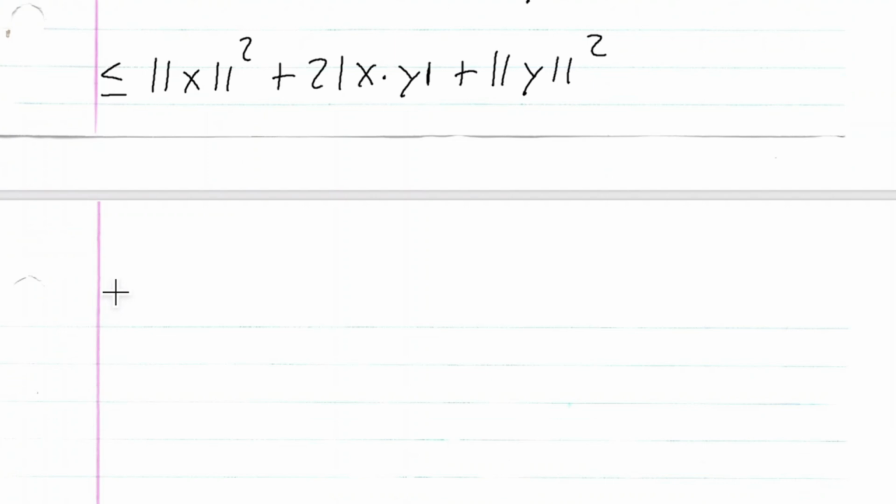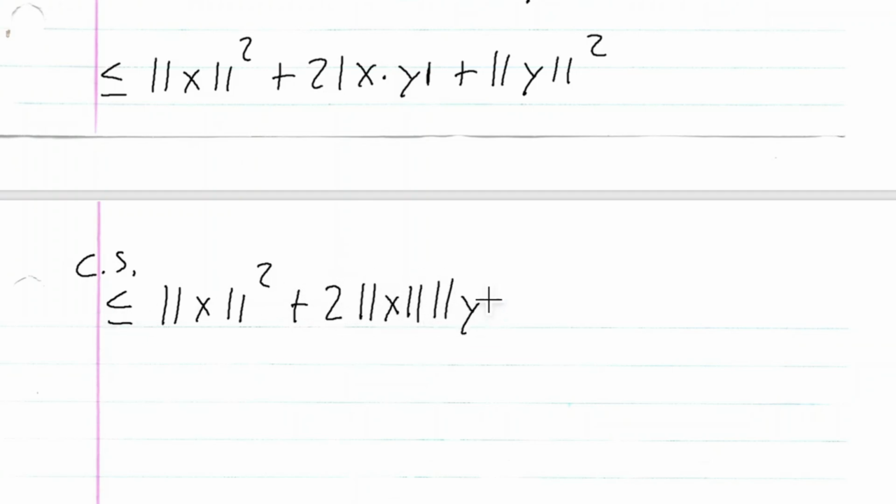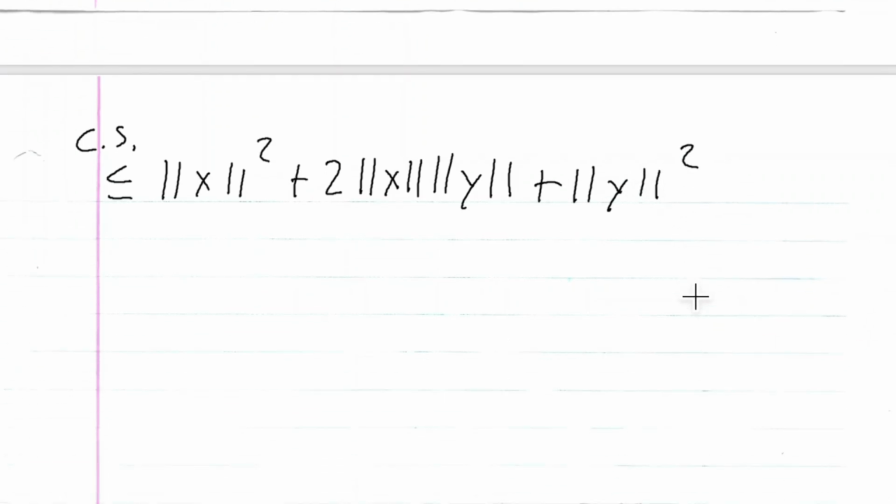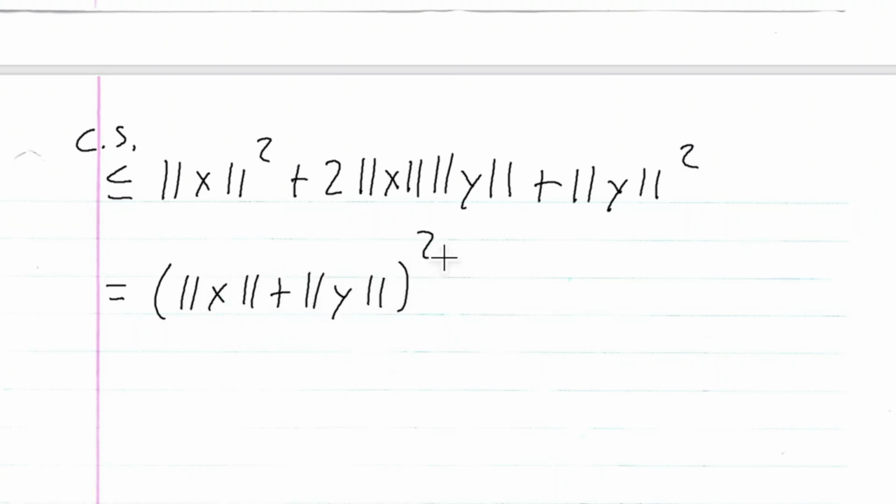Now, the Cauchy-Schwarz inequality told us that the absolute value of x dot y, right, is less than or equal to the norm of x times the norm of y. We know that this is less than or equal to this here. And then, of course, we have that norm of y squared. And what this is, we know this is equal to the norm of x plus the norm of y, squared.